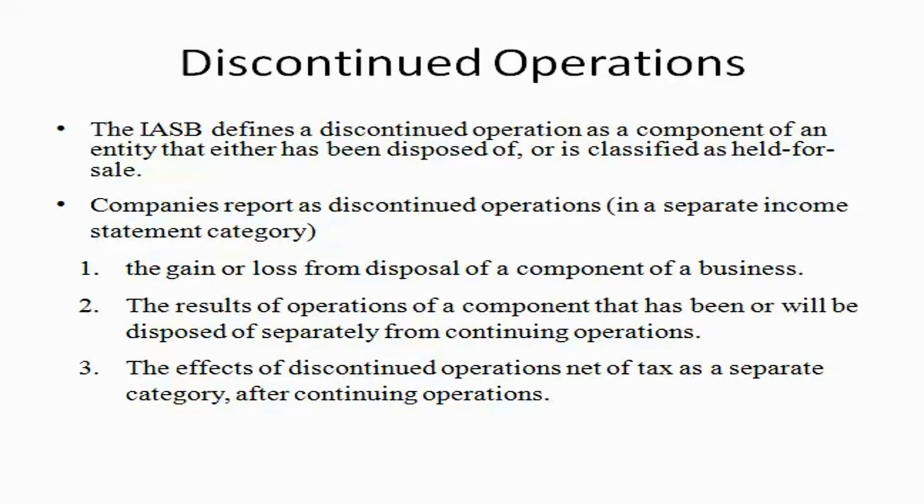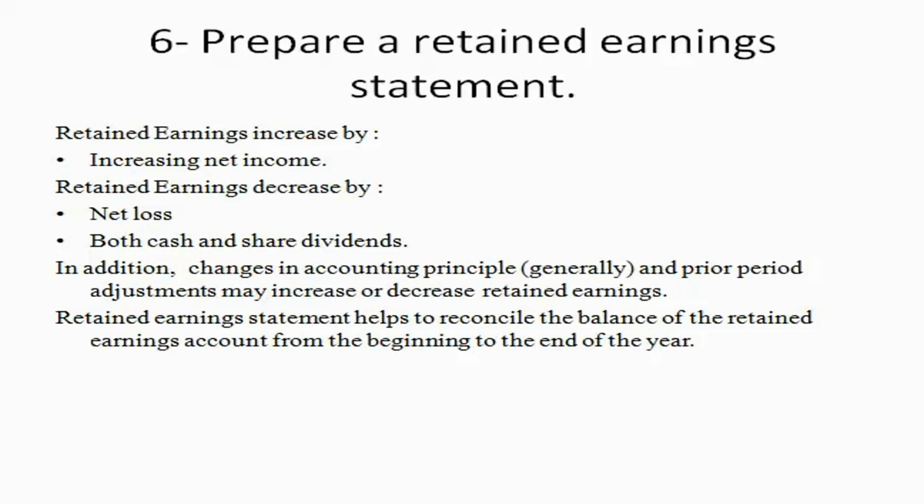Then we learned what discontinued operations are, and which items are considered discontinued operations. Then we learned how to prepare retained earnings. To retained earnings I add any net income, and deduct any net losses or cash and share dividends, and any changes in the accounting principles or prior period adjustments, I check whether they increase or decrease the retained earnings.